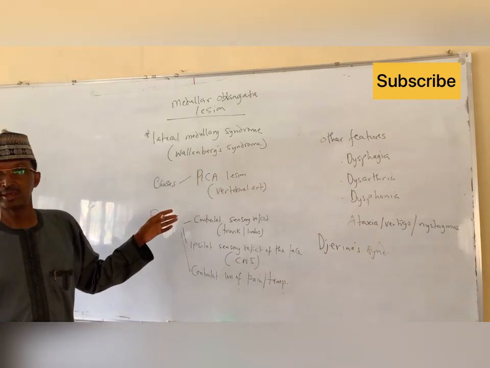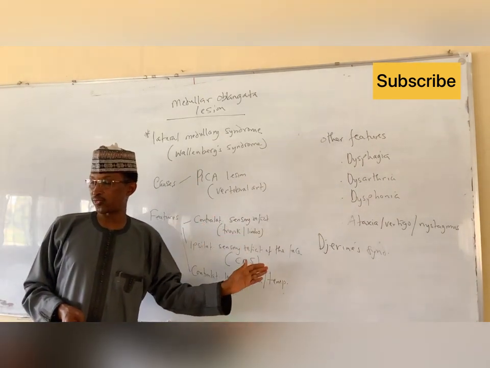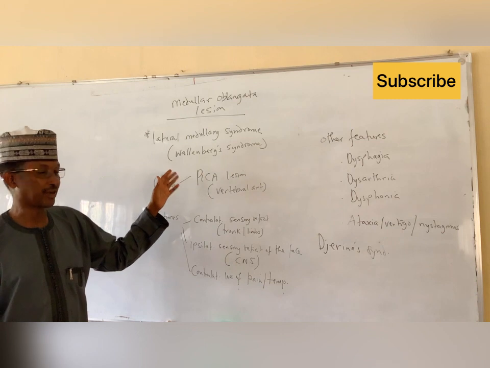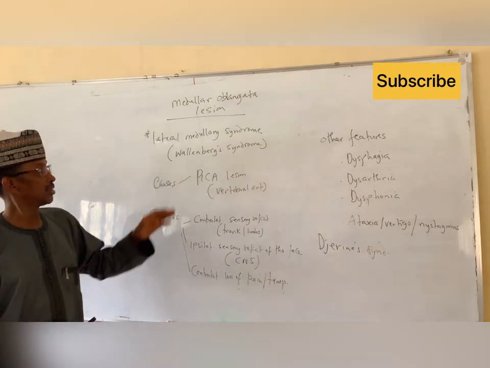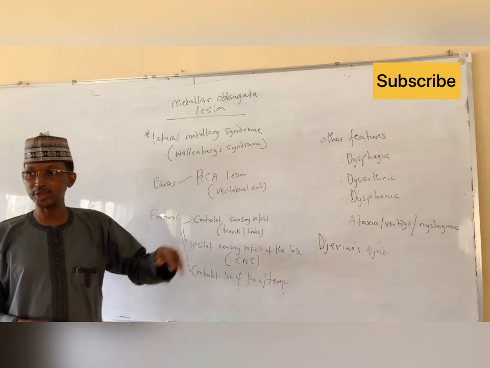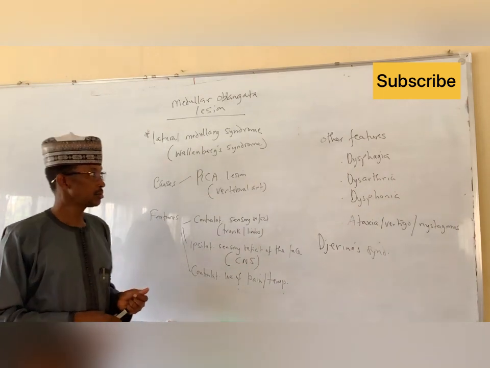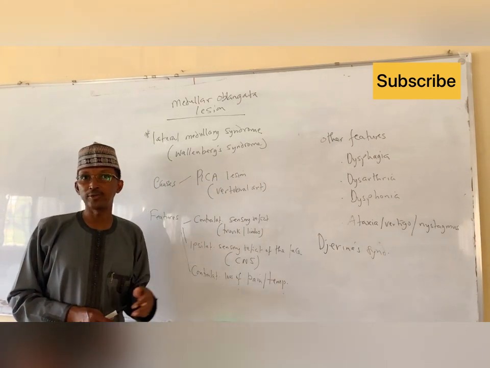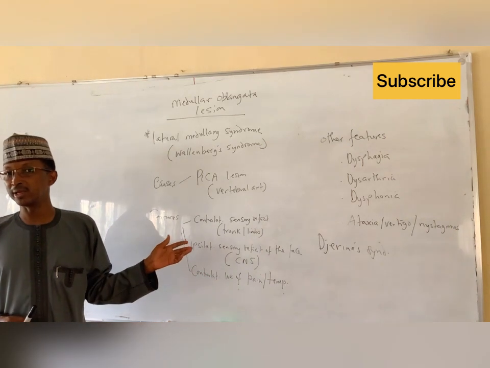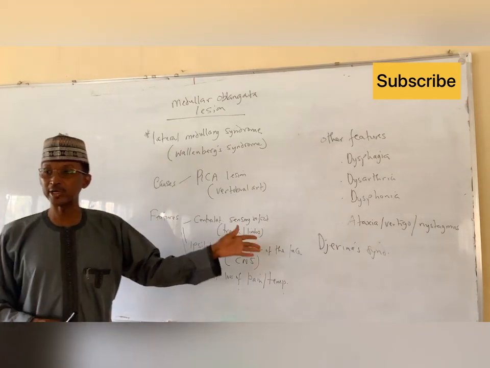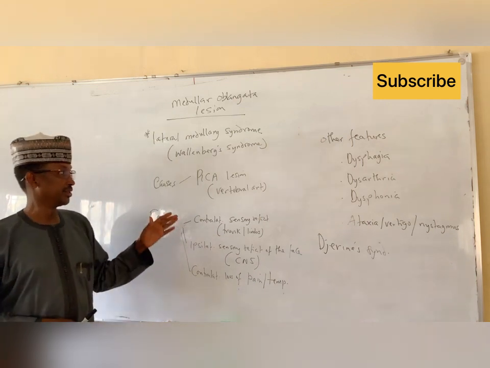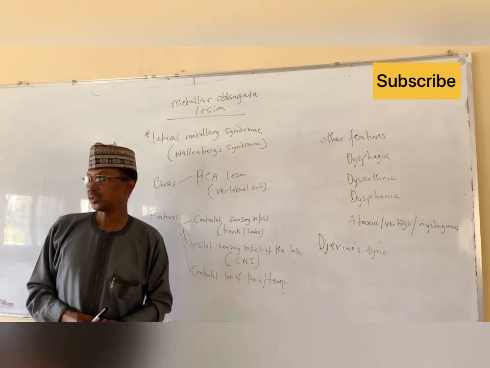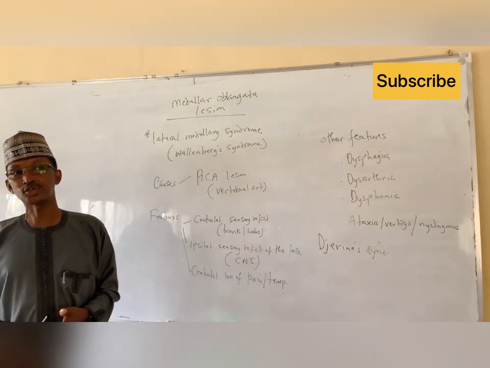So while the medial medullary syndrome affects the medial part of the medulla oblongata, the lateral medullary syndrome affects the lateral part of the medulla oblongata. While this one is called Wallenberg syndrome, the other one is called Dejerine syndrome. So now, what are the causes of Wallenberg syndrome, affecting the lateral part of the medulla oblongata? The cause is similar to what is causing the medial medullary syndrome.